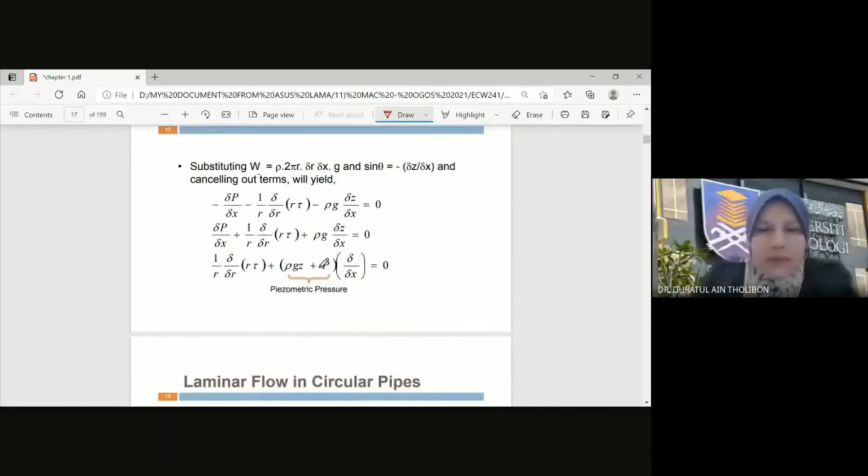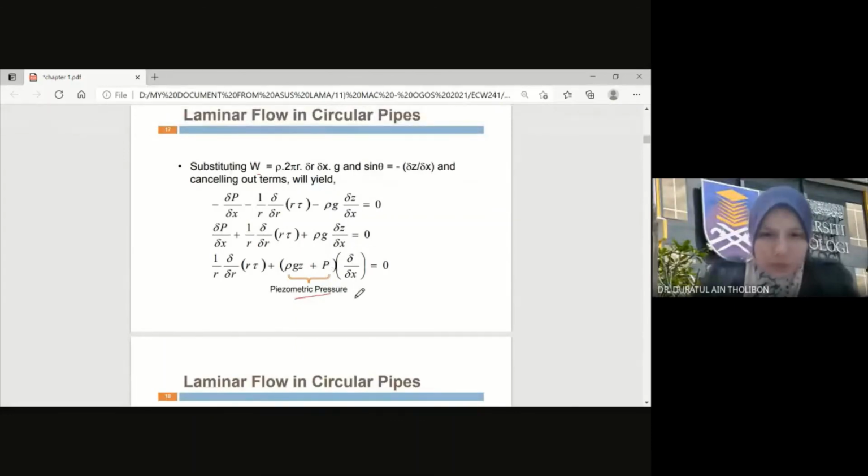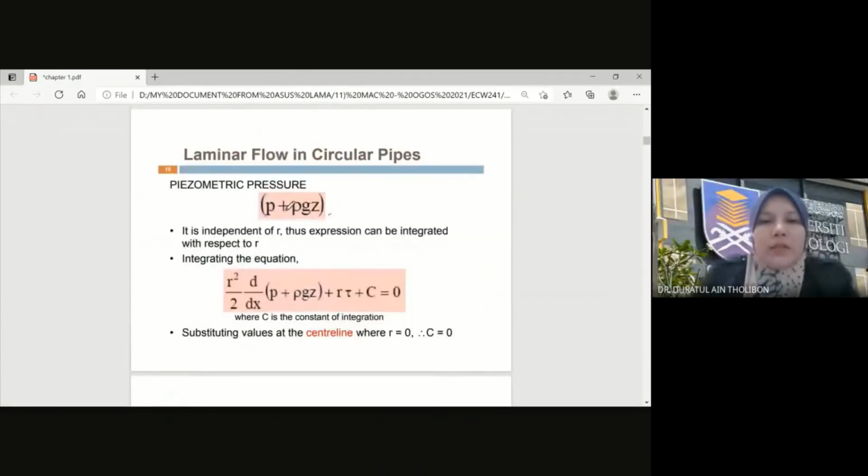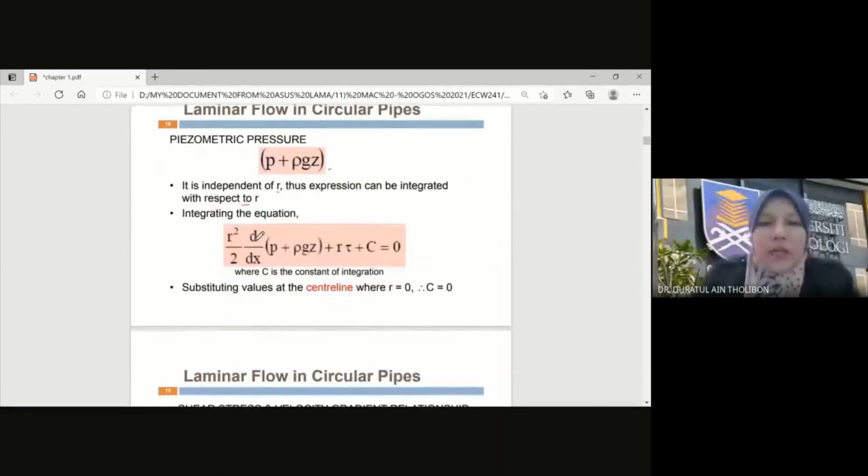Okay, so rho g z plus pressure, the piezometric pressure. So apa yang kita dapat? Kita dapatlah piezometric pressure punya formula, iaitu pressure plus rho times gravity times height z. Okay, it is independent of R, so this expression can be integrated with respect to R. So kita integrate this formula, and you get R square over 2. Okay, so dapat this thing equal to 0. So substituting values at the center line where R is 0 and C is 0, therefore we get this formula.